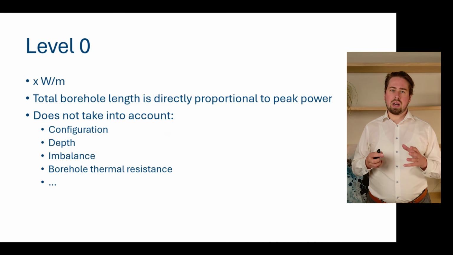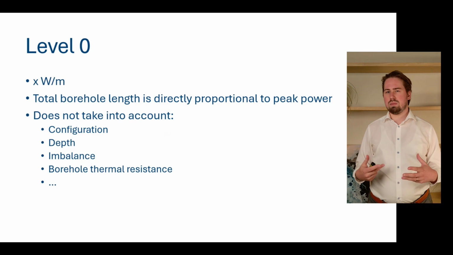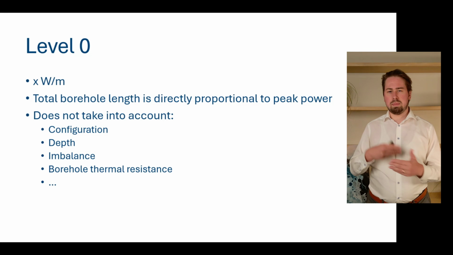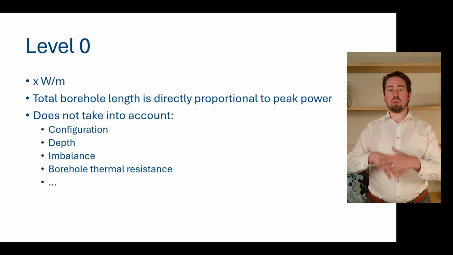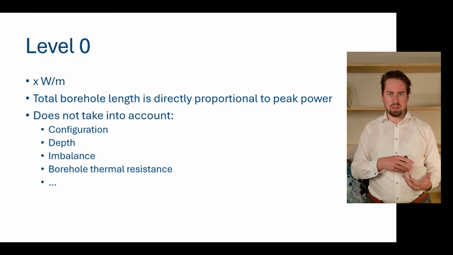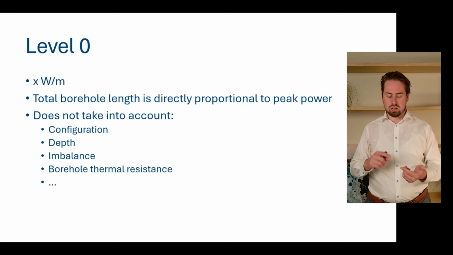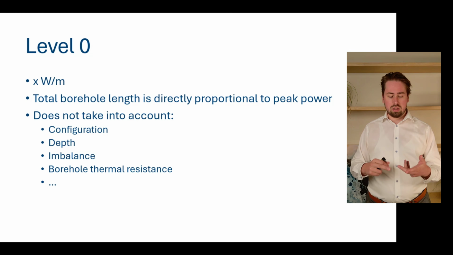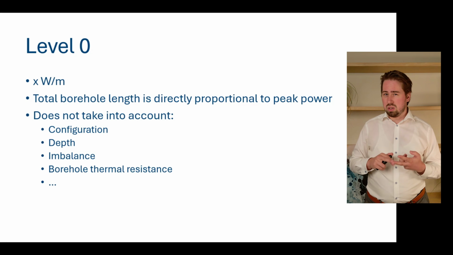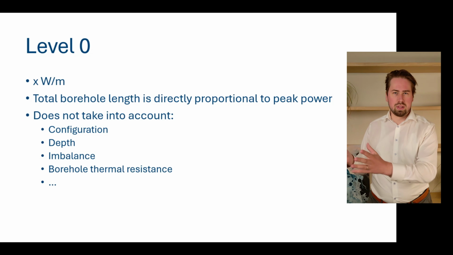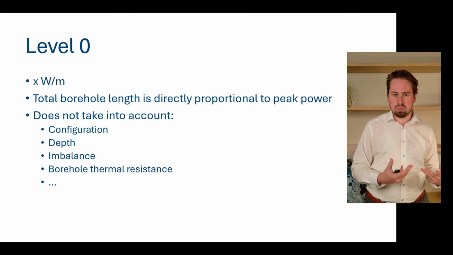When we're thinking about a level 0 sizing, it's basically always in the form of 30 watts per meter, 40 watt per meter. It's basically a way of saying your total borehole length is directly proportional to the peak power of your system. But this, of course, does not consider the configuration. Are your boreholes on a line? Are they in a grid? Are they scattered around? You do not have any information about this. You're also not calculating the actual depth. It's just saying, well, we need this amount of meters, but how deep it is, you don't know.